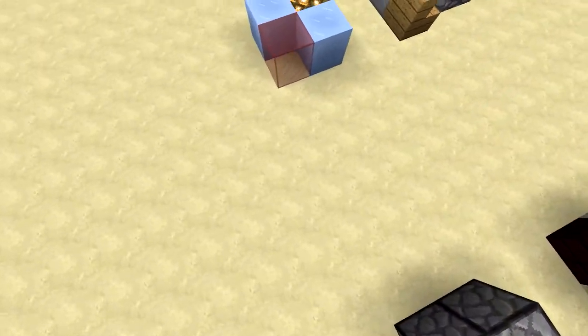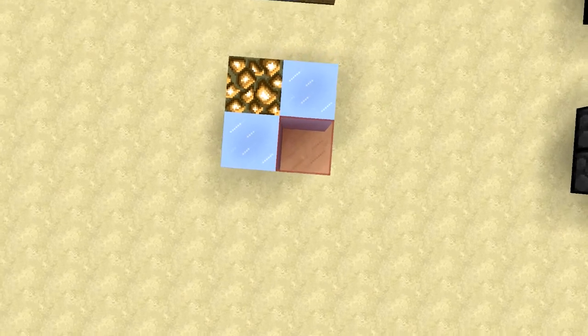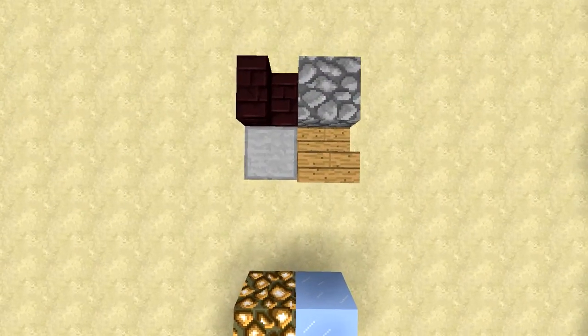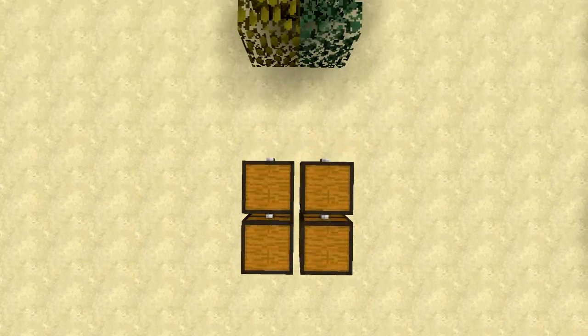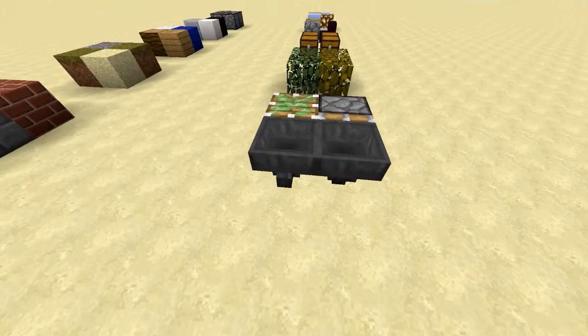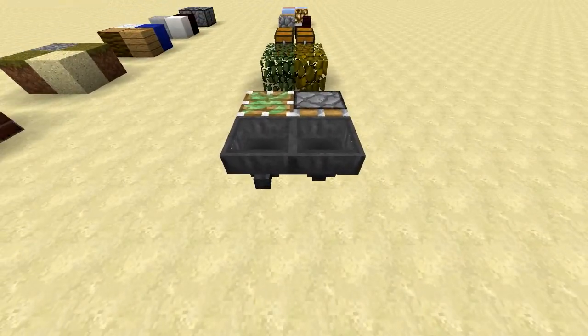The things that cannot be powered range from glass, ice, and glowstone to stairs and single slabs, chests, leaves, pistons, and hoppers. So, as I said, they can be switched on, but they cannot be powered.